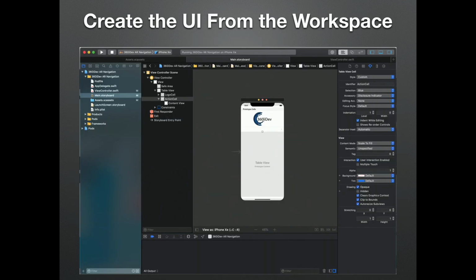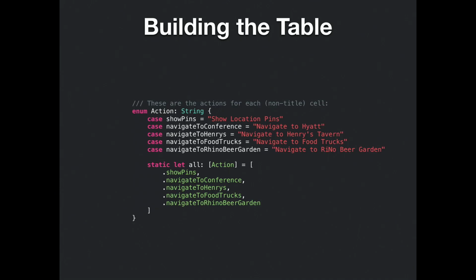Next, we open up the storyboard and start building the interface. It's a pretty simple and basic application. It's a table view with our logo up top for 360iDev. We'll talk a little bit about building out the table. First, these are the actions. In the application, we're going to show those banner views where we have pins, and the pins are for the different places that we go for this conference.